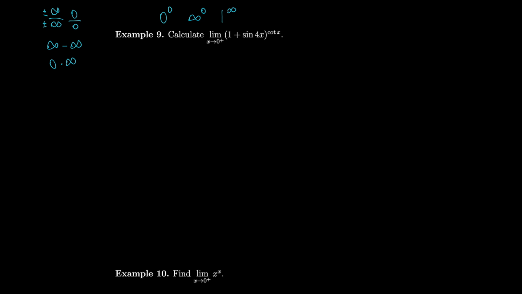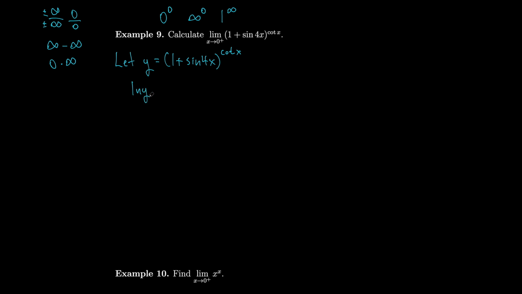So if we have 1 plus sine 4x to the cotangent x, as x goes to 0 from the right, notice you plug in 0 over here, you get 0. So this is 1 to the infinity indeterminate. It's this one. So in order to evaluate this, let's do a substitution. Let y equal 1 plus sine 4x to the cotangent. It's not much of a substitution, but it'll make it a little bit simpler to write everything out.